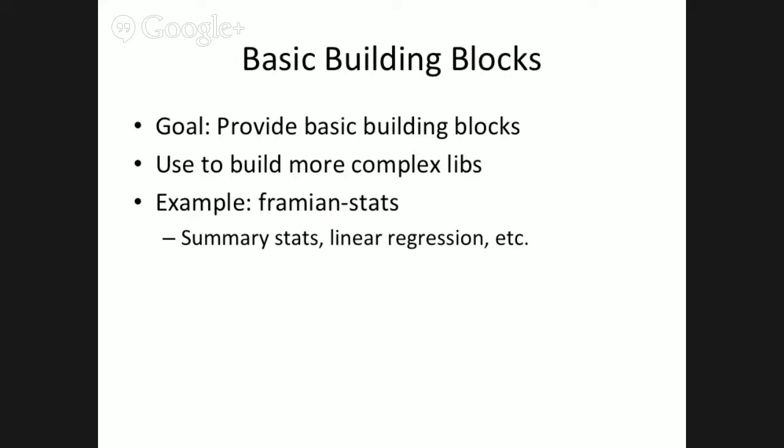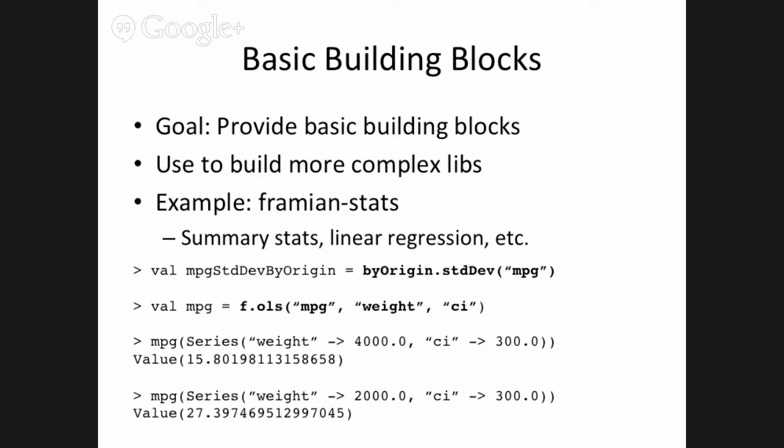So yeah, like I said, our hope is that this will be used to build more complex libraries on top. We started the framing stats to do some basic stuff. I'm going to show you that we have the one-liner, so you can just use standard deviation here. In this case, power is our frame, so we're giving the standard deviation for the column miles per gallon. Then there's a method to do ordinary least-squares regression. Miles per gallon is the dependent variable, and we can give it any number of independent ones.